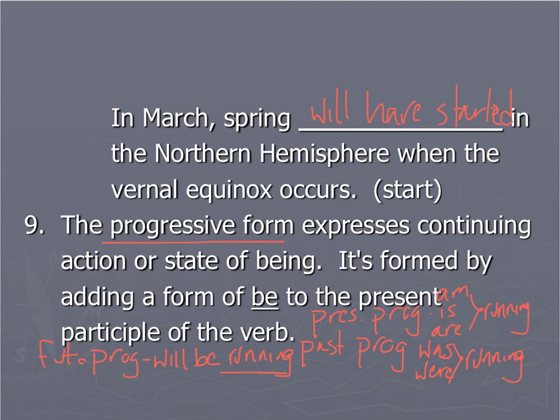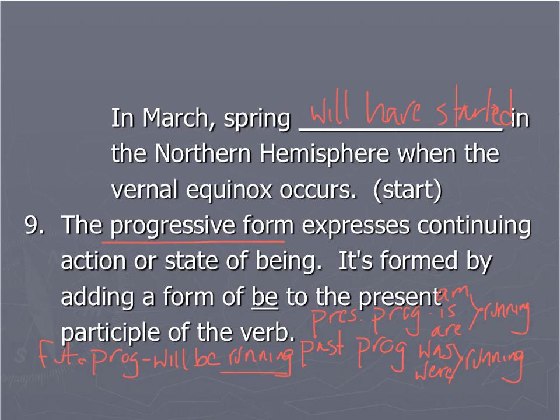If you want to get really in depth, it could be present perfect progressive, which would be has been running, okay, or have been running. Past progressive would be had been running, and future progressive would be will have been running. Okay, but just going to let you know what the progressive is.